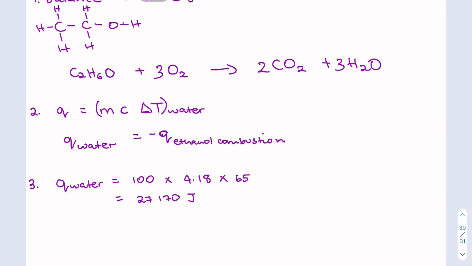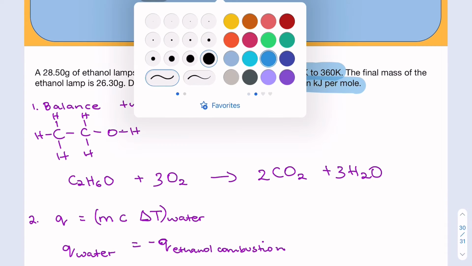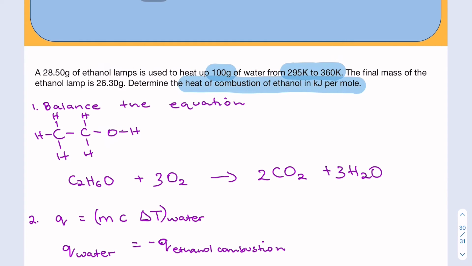So the units that you get will be in joules. And to get this in kilojoules, you have to divide by 1,000. So this will be 27.17 kilojoules. Okay. Now we've done the first part here because the question says we should report our heat of combustion in kilojoules per mole. We have done the kilojoules part. We have not done the per mole part.